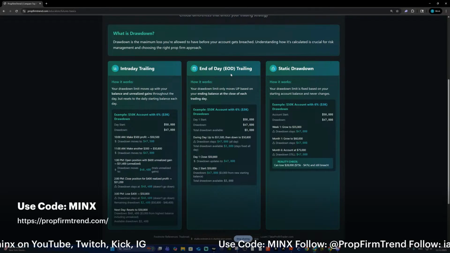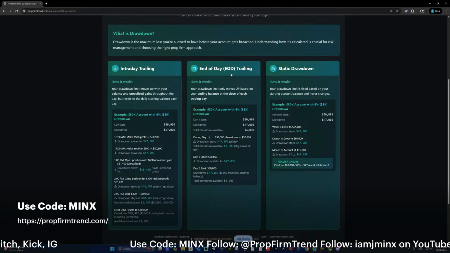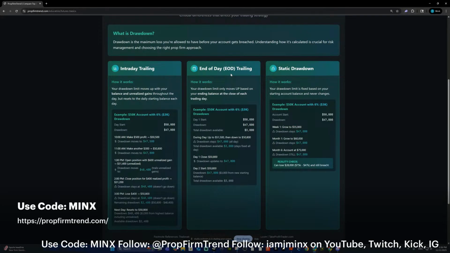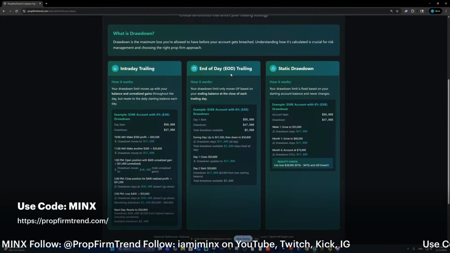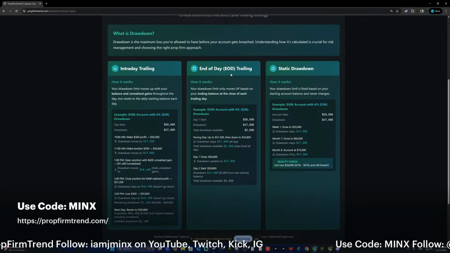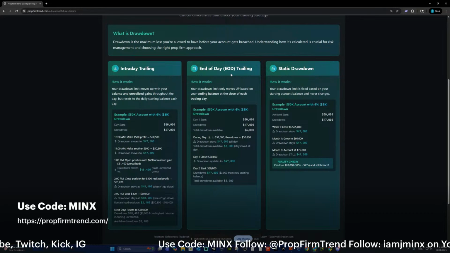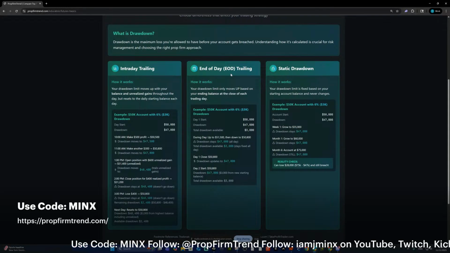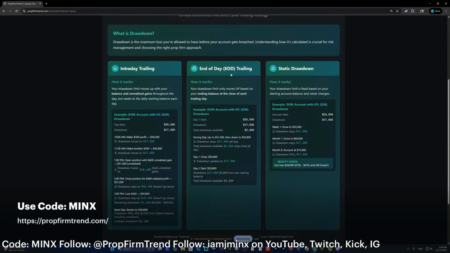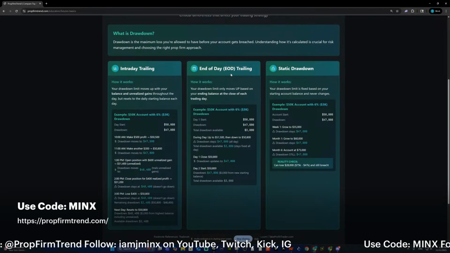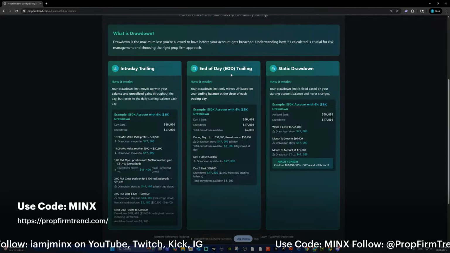The third one, which is probably a favorite of many of us, if you can find a good static drawdown account. So how does that work? Your drawdown limit is fixed based on your starting account balance and never changes. So, a 50K account with a 3K drawdown. Account starts at 50,000. Drawdown is 47,000. Let's say week one, you grow to 55,000. Your drawdown's still going to stay at 47,000.